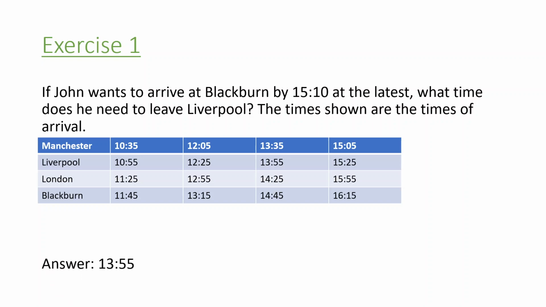So, the answer is he needs to leave Liverpool by 13:55, this slot here, because then he arrives at 14:45. This here is a bit too late. To be fair, these train times are a bit ridiculous. I have another train problem further on, which is actually based on the real times.